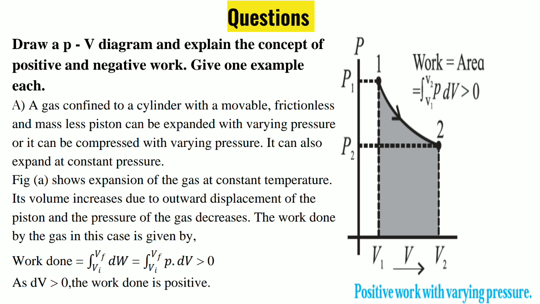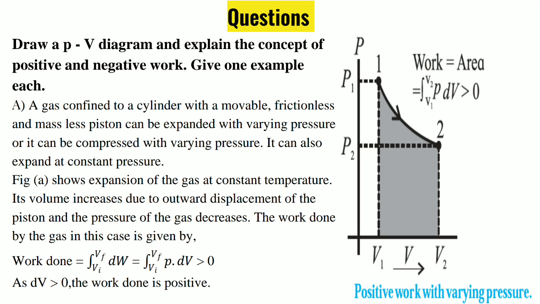In figure A, we are seeing the expansion of gas at constant temperature. We have already studied that in a PV diagram, temperature is always remaining constant. Over here we are following Boyle's law. As volume increases due to outward displacement of the piston, the piston is moving outwards, which means volume is increasing but pressure is decreasing. So that's what has been written: its volume increases due to outward displacement of the piston and the pressure of the gas decreases.